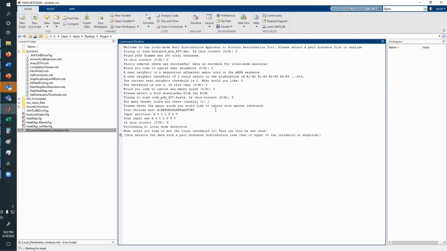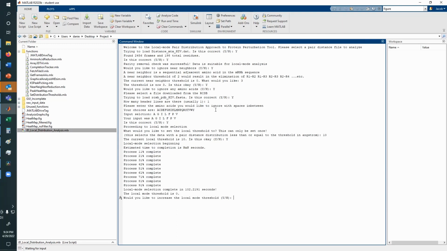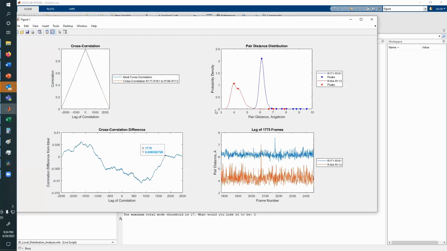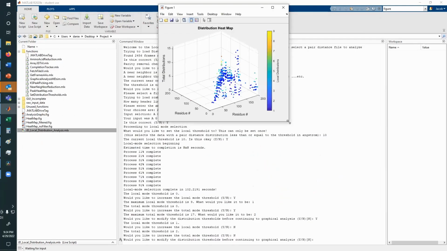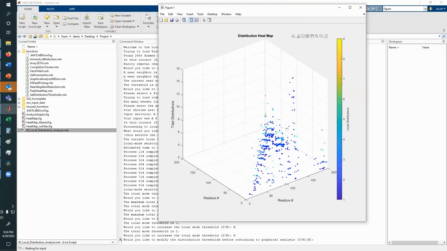Okay, and then we're going to set the local threshold. So this will say how close something has to get in order to be considered a local distribution. We're trying to pick local distribution peaks. Okay, so we finished picking peaks and doing the mode selection for HIV. I'm going to set local to 1, so it has to get within 10 angstrom in order to be considered. Then we're going to change the total to 2, so it has to move between at least 2 spots in order to be considered. Okay, so once we enter those thresholds, we get a filtered graph.